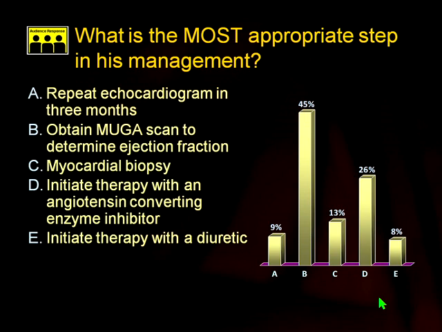The cardiologists can do something clever and use the Simpson's biplane method, and from an echo you can actually get ejection fraction. So that's an equivalent test. Don't want to do that.